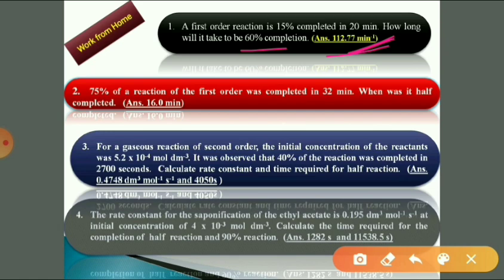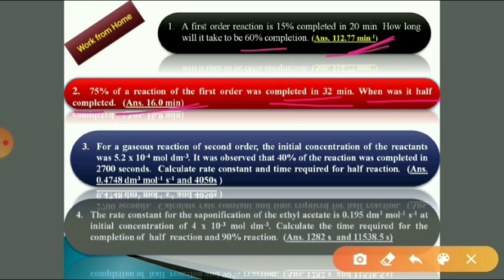And the second problem is: 75% of a first order reaction was completed in 32 minutes. When was it half completed? That means the 75% of the reaction completed in 32 minutes, so you have to calculate the half time. The answer will be 16 minutes.